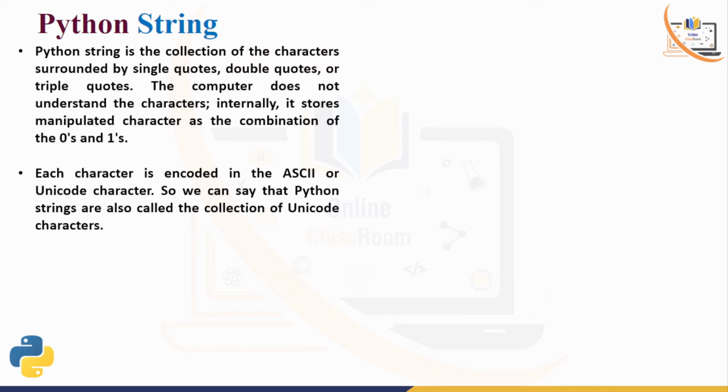The computer does not understand characters, so initially it stores them as a combination of 0s and 1s. Each character is encoded in ASCII or Unicode. So we can say that in Python, strings are also called a collection of Unicode characters. Like Java, which also supports Unicode, Python is also a platform independent language. Everything in Python is nothing but Unicode characters.